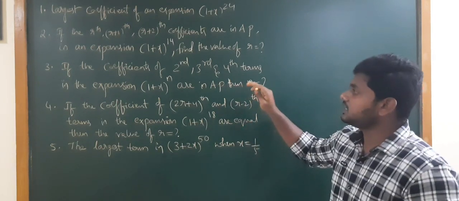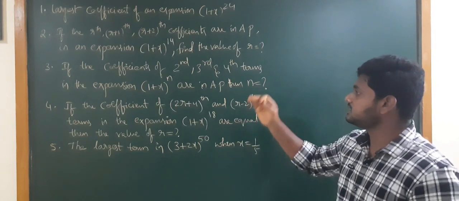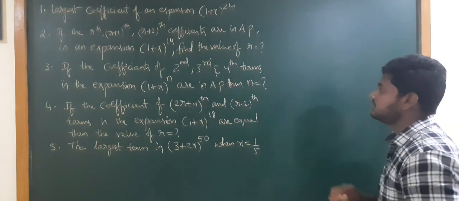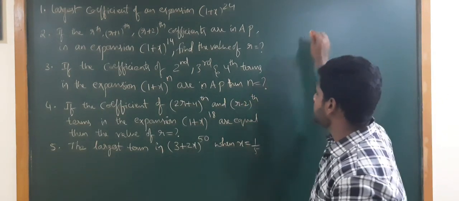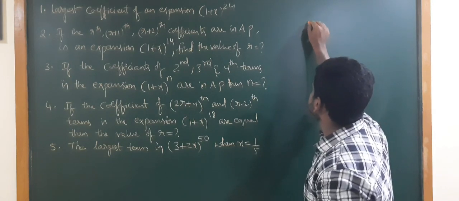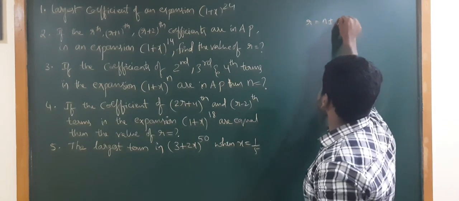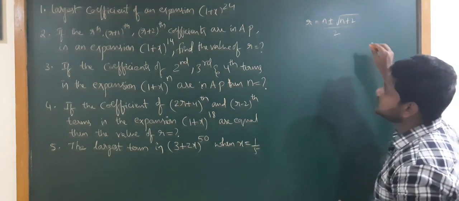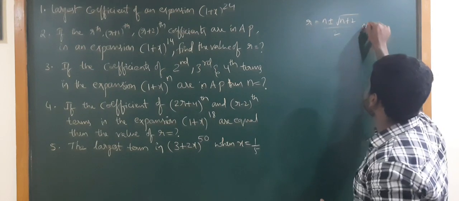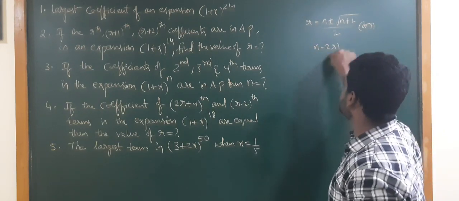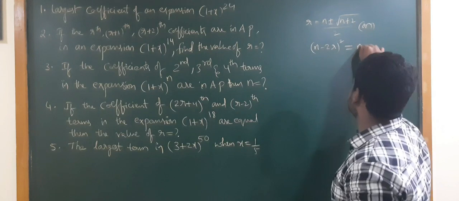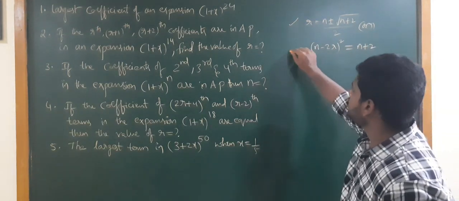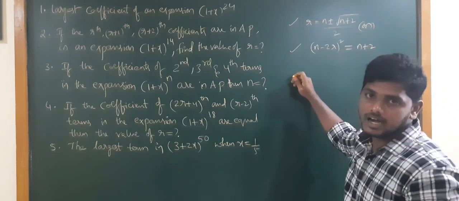See, while discussing the formula to find the greatest term, this is about terms being in AP. So we have a formula, r is equal to (n plus or minus square root of n plus 2) by 2. Or another formula, (n minus 2r) whole square is equal to n plus 2. We have two formulas, right? Either by using this or this we can find the n or r values.